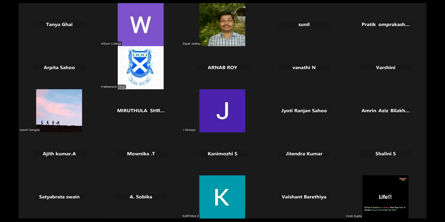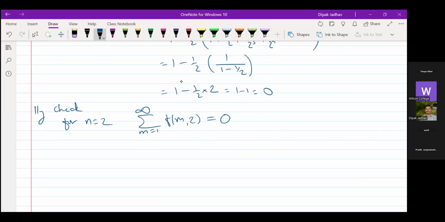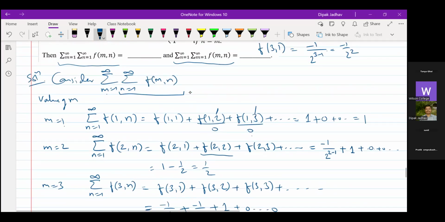Similarly, check for n equal to 2. Summation m runs from 1 to infinity. f of m comma 2 will give you 0, and so on. So the double sum will be 0. Very good. So what is the final answer then?